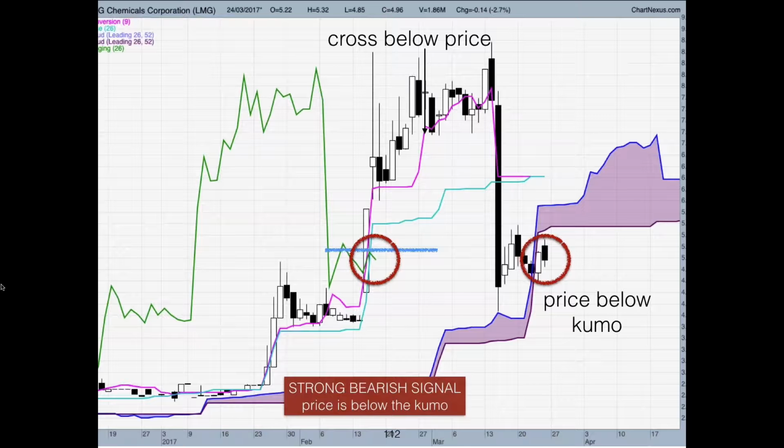Now here's your bearish signal. A strong bearish signal happens when the Chikou span crosses below the price and the current price is below the Kumo. So there's no support under that price. So this could break down because there's no Kumo supporting it.